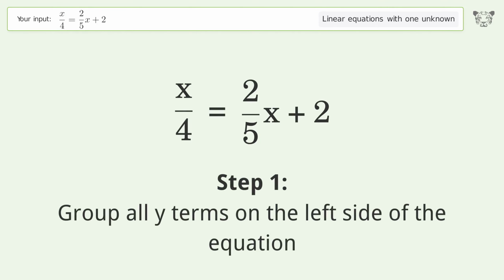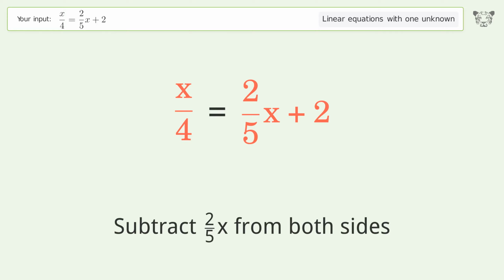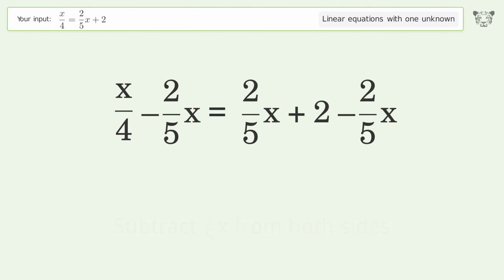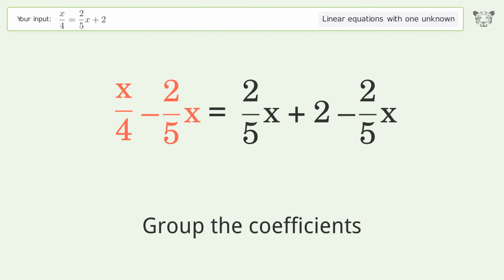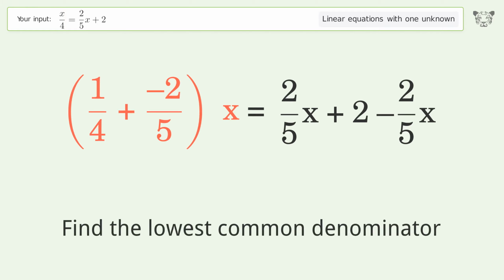Group all y terms on the left side of the equation. Subtract 2/5x from both sides. Group the coefficients. Find the lowest common denominator.